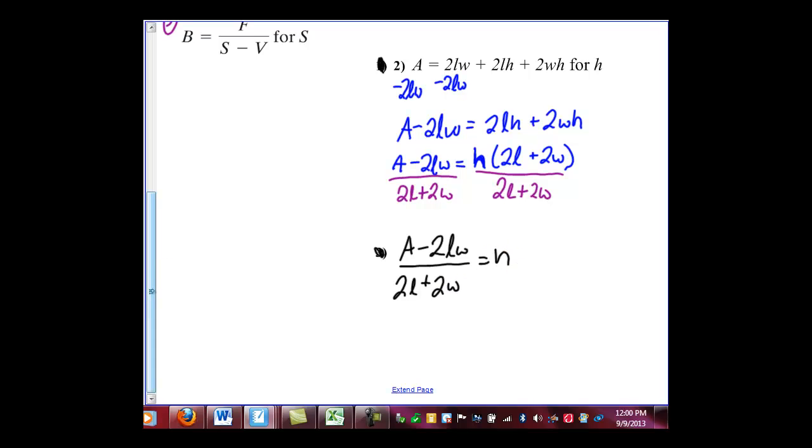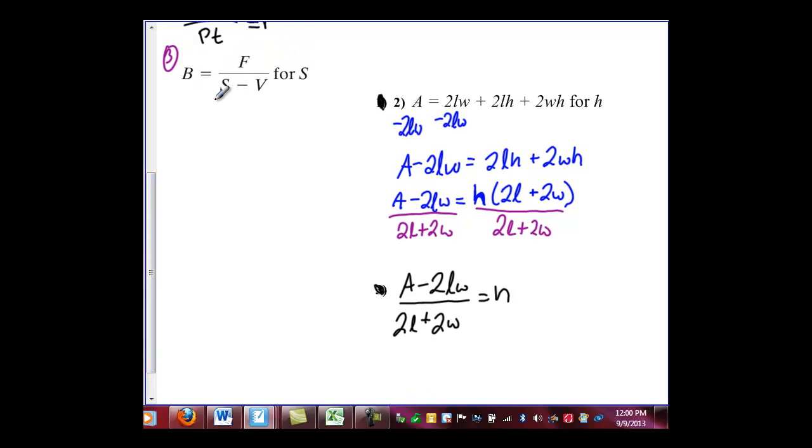All right, I'll let you guys try number 3 then. So B equals F over S minus V. All right, I'm going to go ahead and jump in. So what was the first thing y'all did for number 3? Multiply by s minus v. So it's the same as cross multiplying if you want to think of it that way, because that b would be over 1. So if we cross multiply or multiply both sides by s minus v, we're going to end up with b times s minus v equals f.